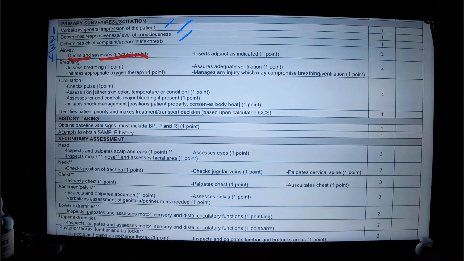So let's continue. Now we go to airway. Open, assess airway. In this case, if the patient's unresponsive, then you would have to open it and check to see it's clear. There are clear fluids, no blood or anything. If the patient's alert, then obviously they're talking to you. You don't have to open it, but you do have to look at it, does it sound clear? There's no stridor. There's no gurgling, right? Stuff like that.